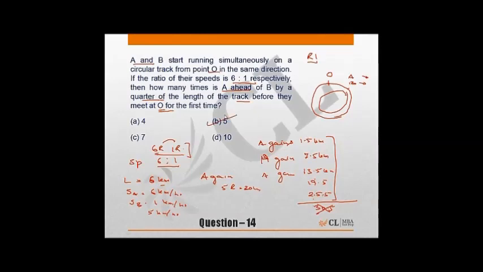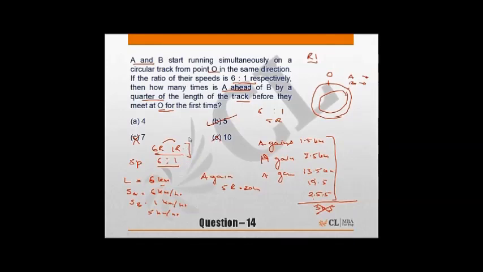Actually, we did not need to do all this. If you just look at the numbers carefully, your starting point should have been that the ratio of speeds is 6:1. A will gain 5 rounds straight away. So my answer cannot be any of these. Okay. And then you could have eliminated 4 also.